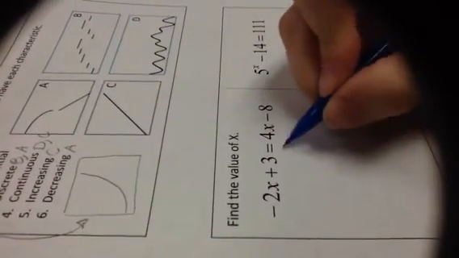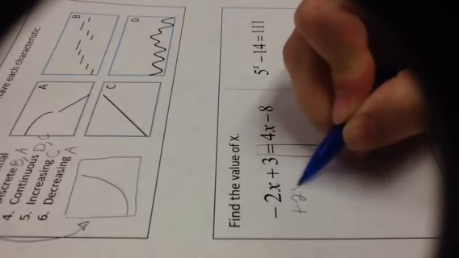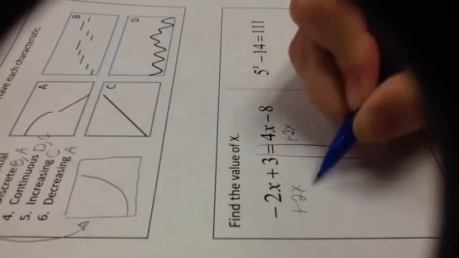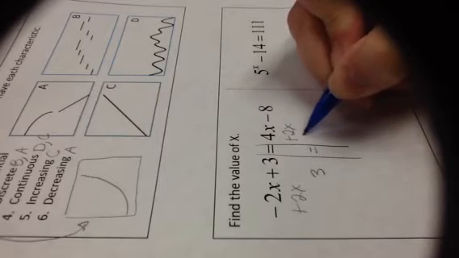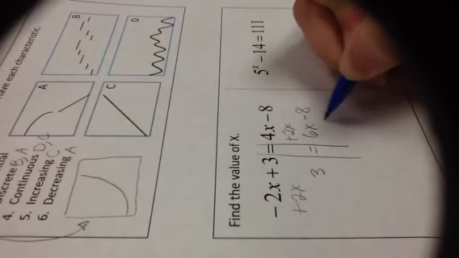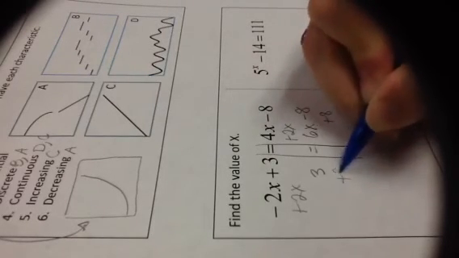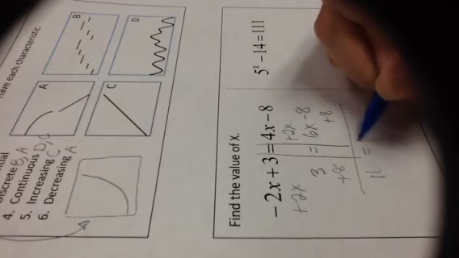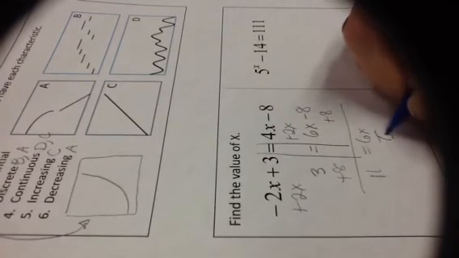Okay, solving for x. We can add 2x, 3 equals 6x minus 8, add 8, 11 equals 6x, divide by 6, x equals 11 over 6.